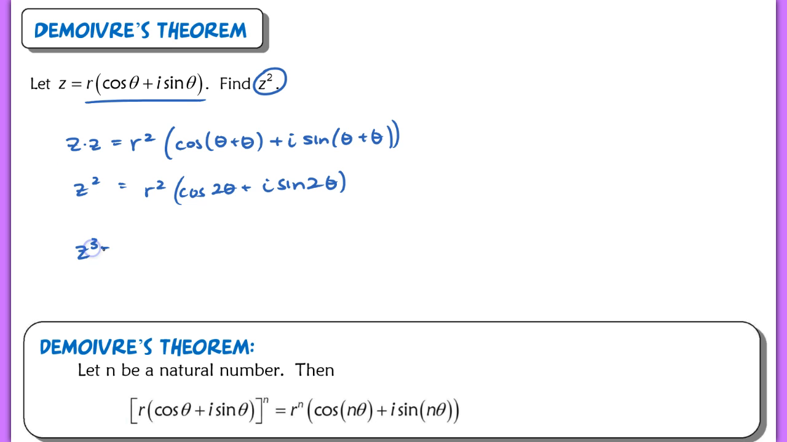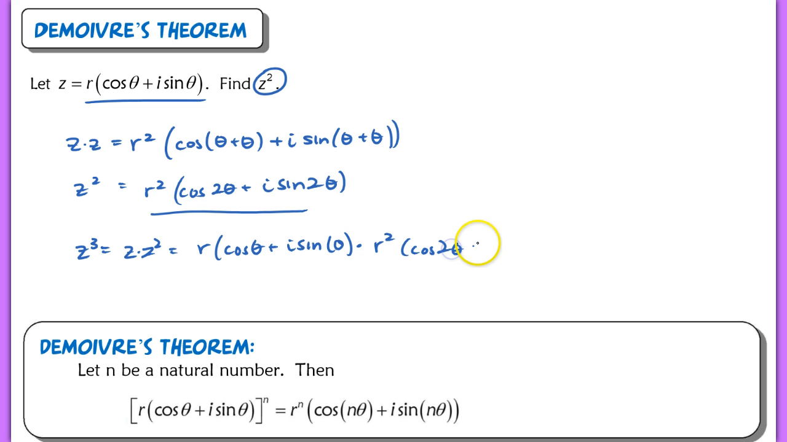Okay, now let's say instead of just z squared, I wanted to find z cubed. Well, I know that z cubed is equal to z times z squared. So I'm going to take z, r cosine theta plus i sine theta, and I'm going to multiply that now by this complex number here, r squared times the cosine of 2 theta plus i times the sine of 2 theta. Now when I do this, I have to again multiply the moduli. So I have r times r squared, which is r cubed. Then I have to add the arguments, and if I add the arguments here, I end up with the cosine of 3 theta plus i times the sine of 3 theta.